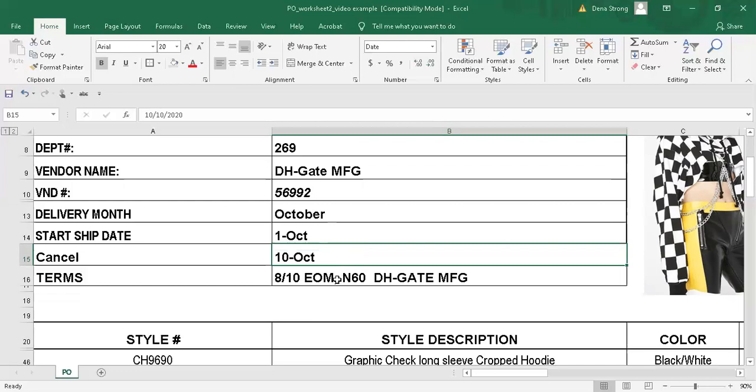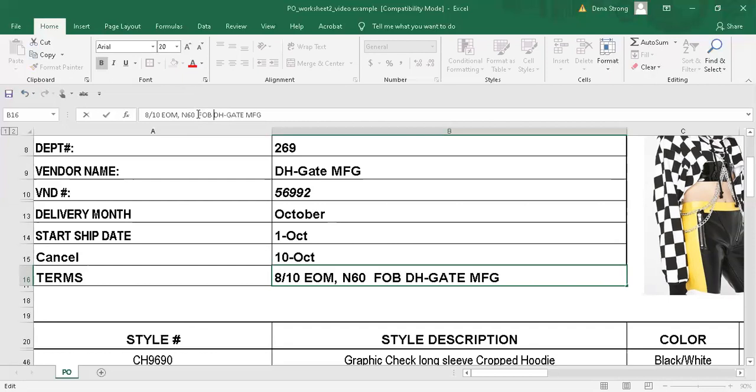And then here, guys, we have our terms. So our terms, remember, negotiated with the vendor, are 8/10 EOM, net 60, and the FOB, and let's go ahead and type the words FOB, which means the person that's responsible for paying for the shipping. The FOB is DH Gate Manufacturing, which means I, the vendor, will pay for the shipping. I'm responsible for paying for the shipping from DH Gate to my store.